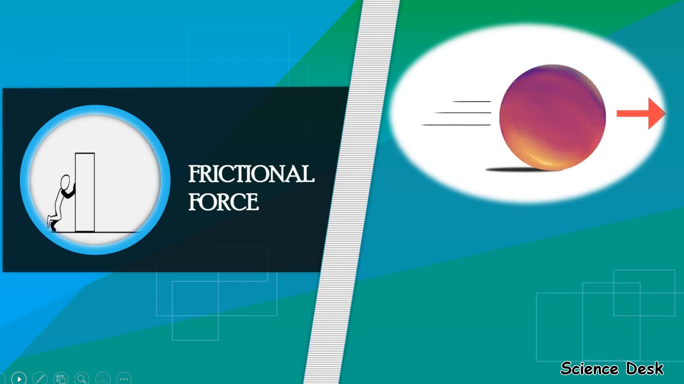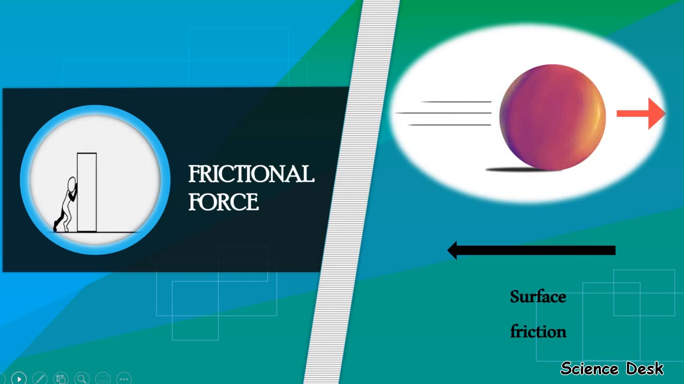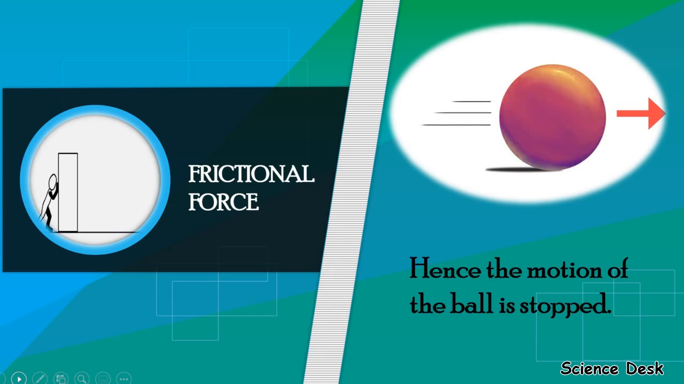Here you can see the ball is rolling along the surface. The motion of the object acts in this direction and surface friction acts in the opposite direction and enables to stop the movement of the ball.